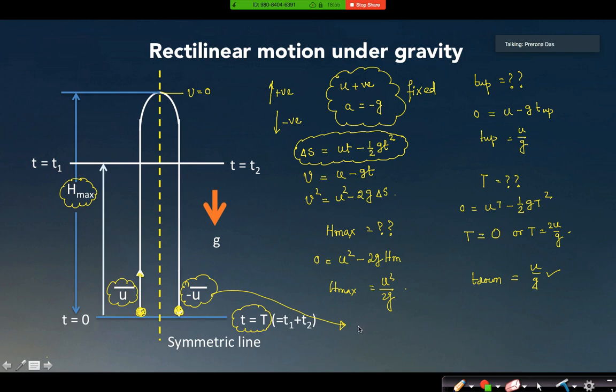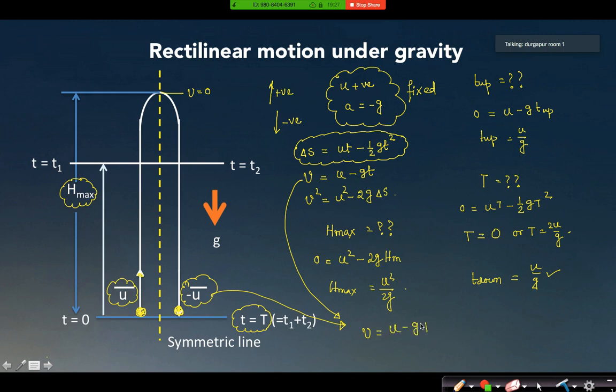The third equation we can apply: s equals u square by 2g, h max. Why will you apply h max? Because I am here now. Sir, considering v equal to 0 from the topmost point. Okay, then I will find again. I can use only one equation to solve that. You use this one: the second equation, v equals u minus g t.